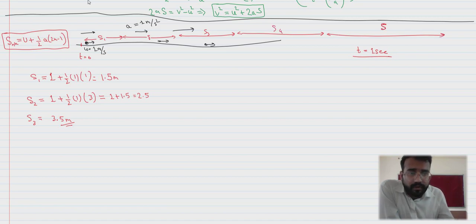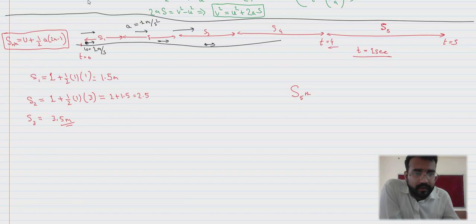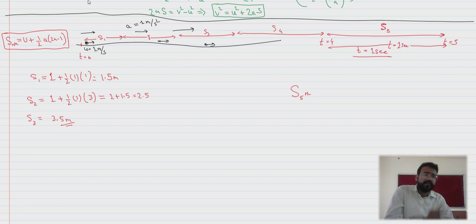So if I talk about S5th, it means I am talking about t equal to 4 to t equal to 5, between this. How much is the duration? Time is 1 second only between them. This is what the nth displacement we talked about. I hope you all are clear with the actual situation of it.